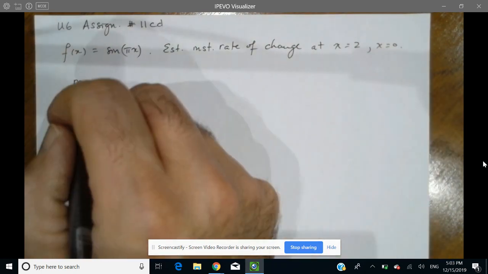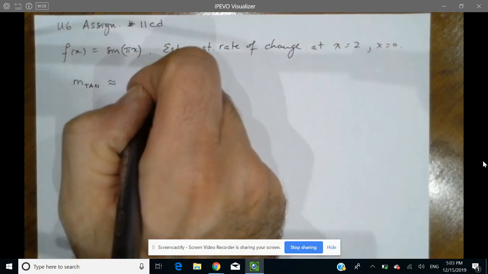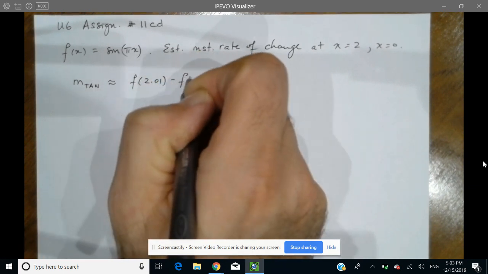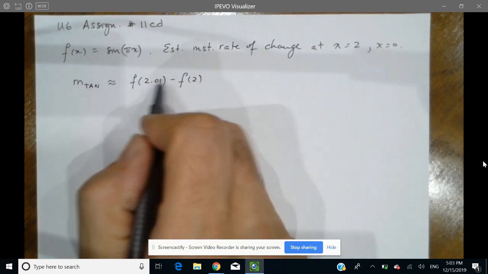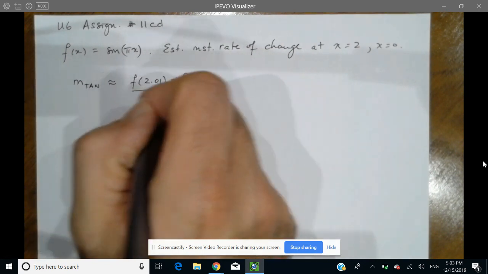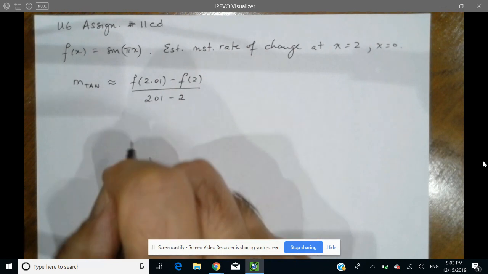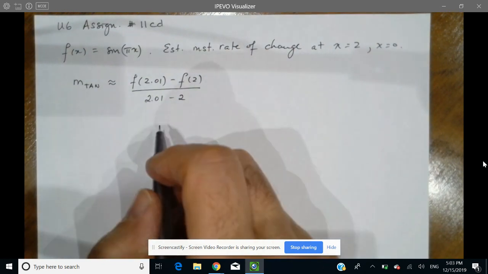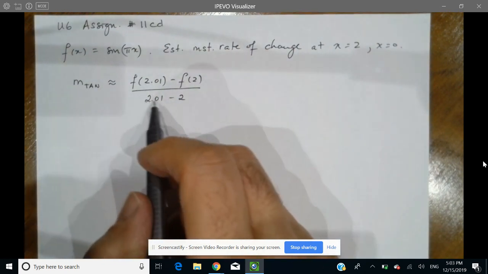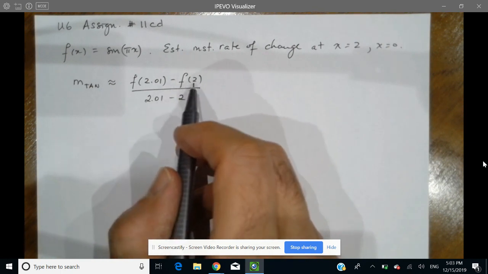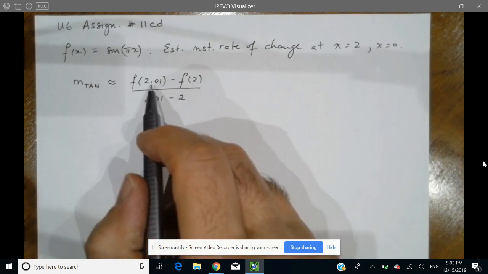All right, so what I'm going to use here is f at 2.01 minus f at 2. So that's going to be my difference in my y's, my y2 minus y1 over x2 minus x1, which is going to be 2.01 minus 2. All right, so essentially this is just the slope of the secant line, which joins the point at 2 and the point at 2.01, which is very close by.